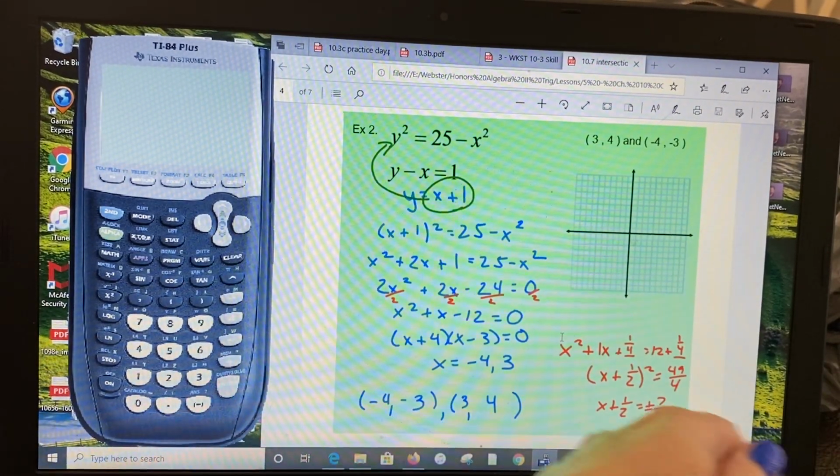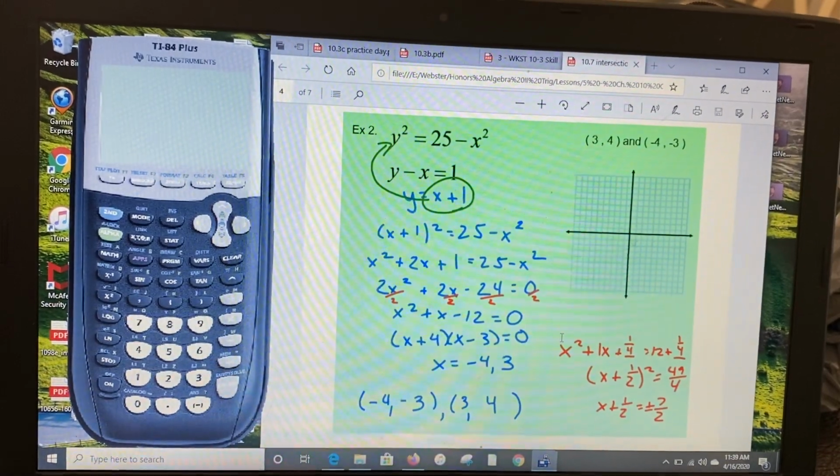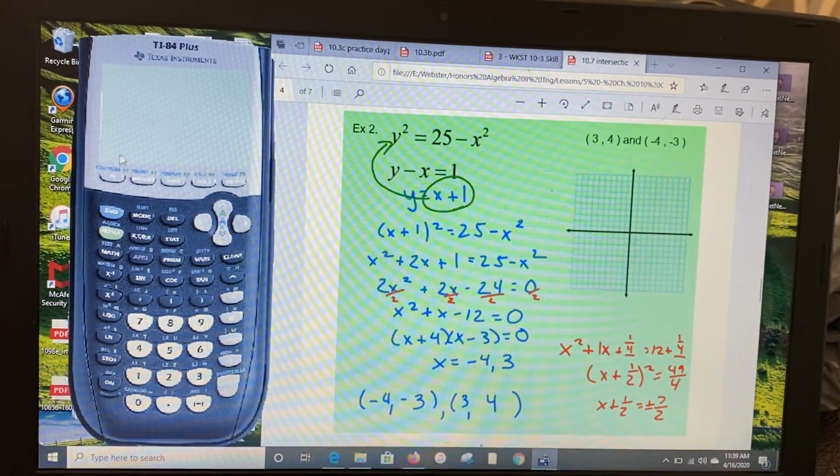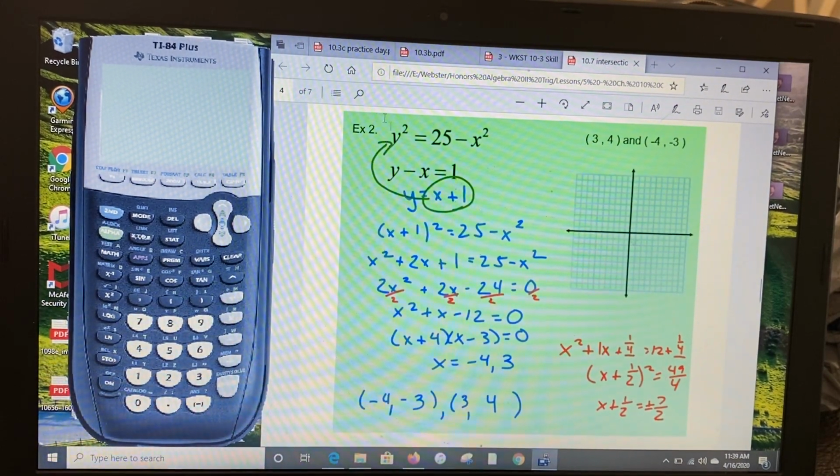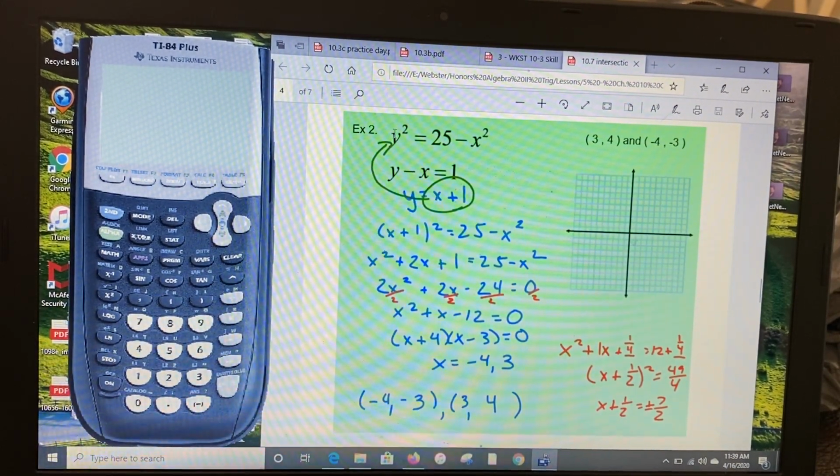So just keep it in mind. The next thing I want to really quickly show you is how to do this on the calculator, because I know in class normally I get a lot of questions about this. So you'll see right here, this is almost solved for y, okay?